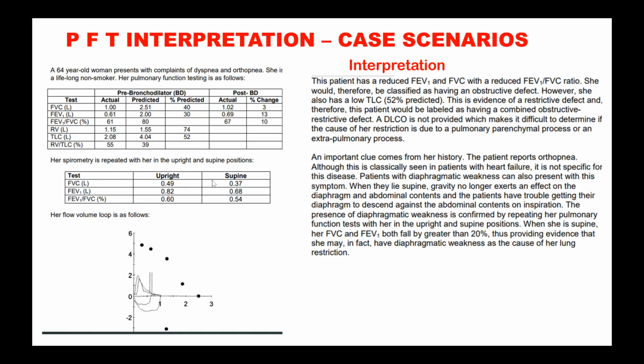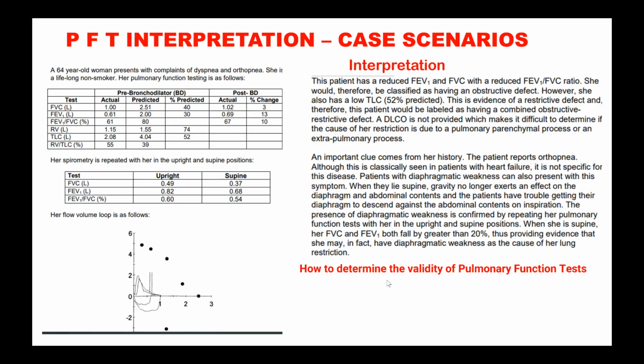That is why they have done the upright and supine tests here. In supine, you can see it is far less than normal. When she is supine, FEV1 and FVC both fall by greater than 20%, thus providing evidence that she in fact has diaphragmatic weakness as a cause of her lung restriction.